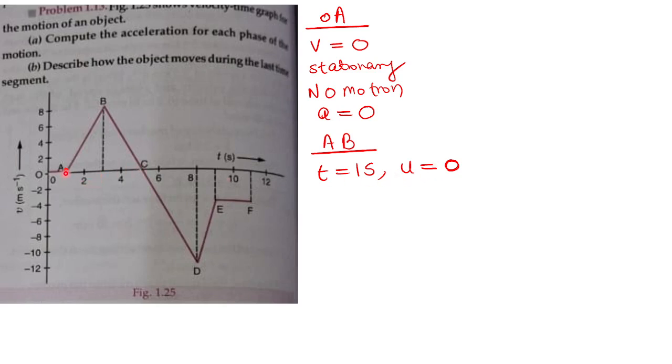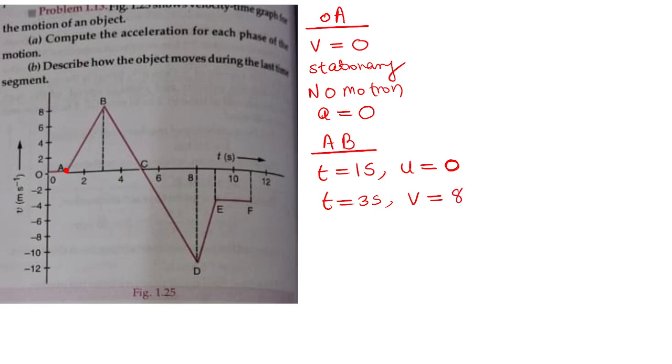Next, you just consider any 2 points. Now let us consider B. B means time equal to 3 seconds, right? When time equal to 3 seconds, what is the velocity? Look at this. At B, the time is 3 seconds, and at that instant, the velocity is given as 8 meter per second. Clear?